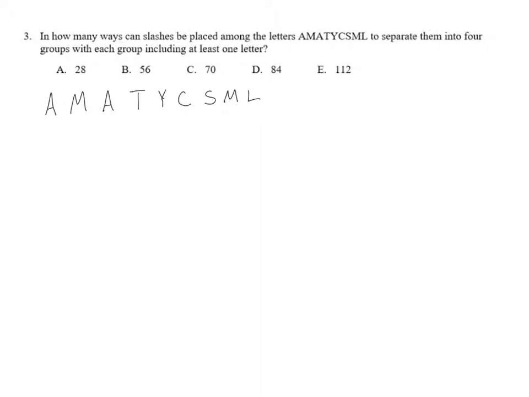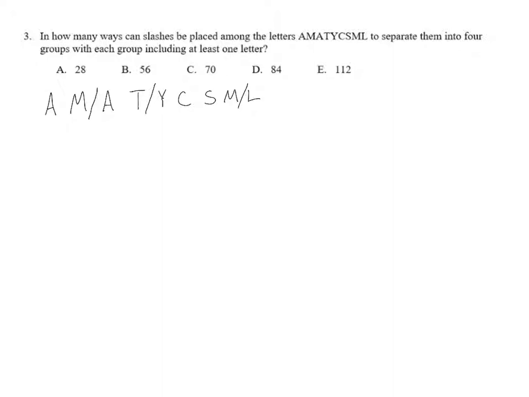We want to insert slashes in between the letters in A-M-A-T-Y-C-S-M-M-L so that we get 4 groups with each group including at least one letter. Well, one way that we could do that is we could put a slash between the M and the A, and one in between the T and the Y, and one in between the M and the L. Those 3 slashes separated into 4 groups, at least one letter each.